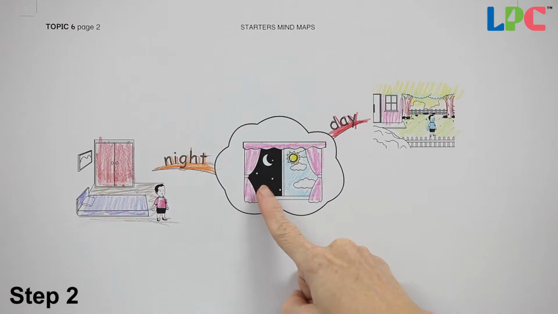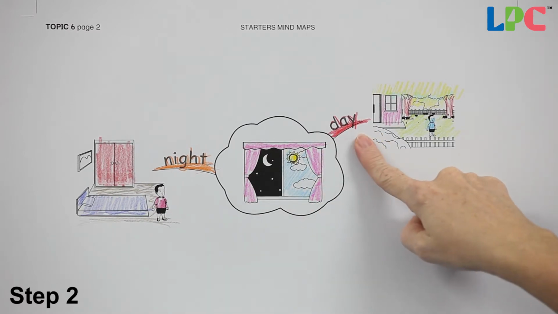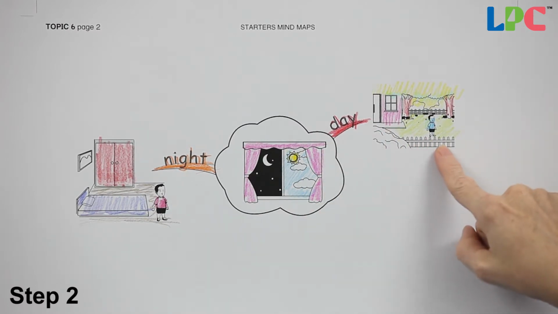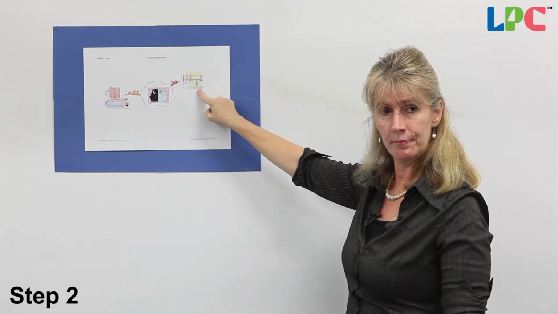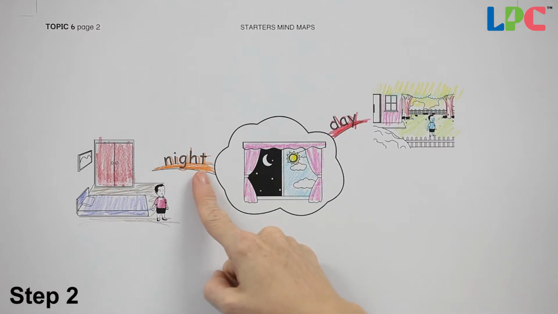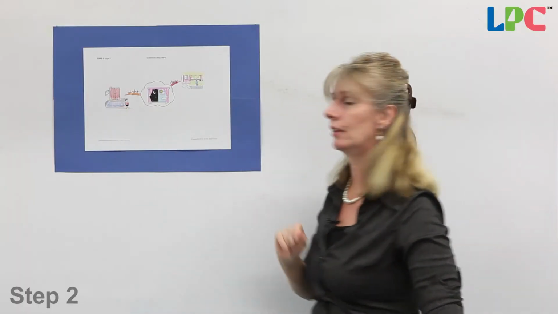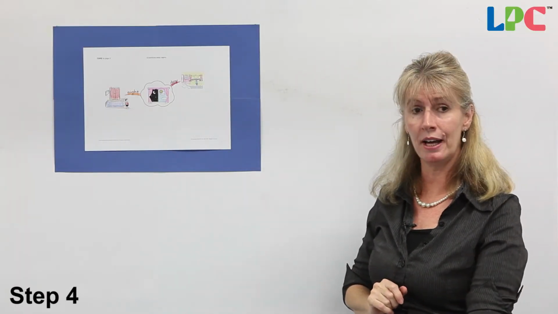And night and day. Night and day. Good. Day. Bill is in the garden in the day. Bill is in his garden in the day. Night. Bill is in his bedroom at night. Very good. Can you do it yourself now?